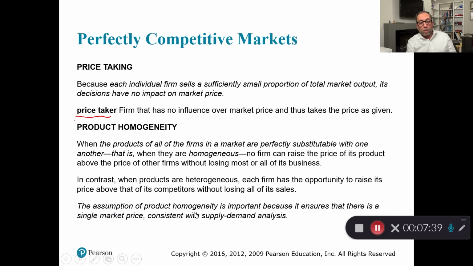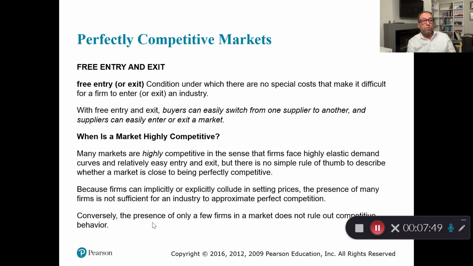So the assumption of product homogeneity is important because it ensures that there is a single market price consistent with the supply and demand analysis.